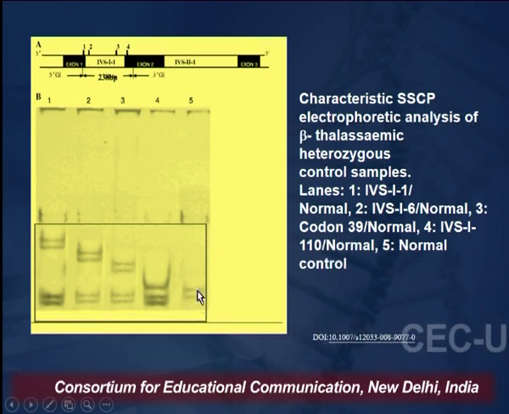So, it is going to give these two very closely associated bands here, and in all these samples you can see these two bands are present, and then there are certain additional bands which are present here. So, these are all heterozygotes.